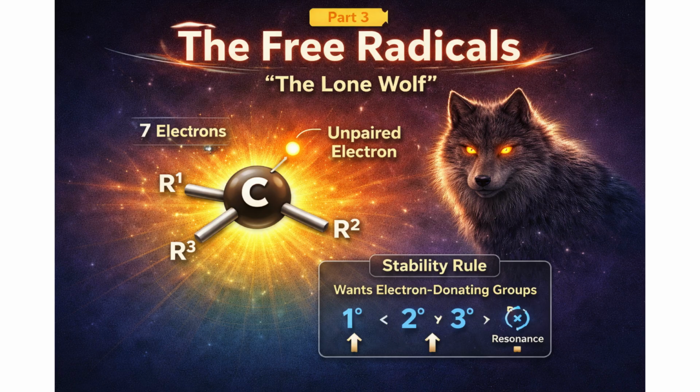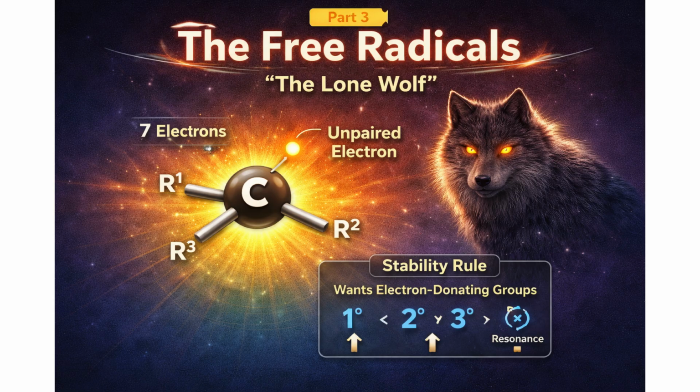Tertiary is the king. It has 3 alkyl groups helping to stabilize that lone electron. Secondary is next, with 2 helpers. Primary is weaker, with only 1 helper. Methyl is the most unstable, standing all alone with no one to lean on. So, for your exam, just remember that the hungry carbocation and the lone wolf free radical follow the same path.